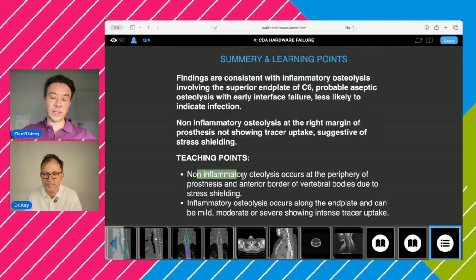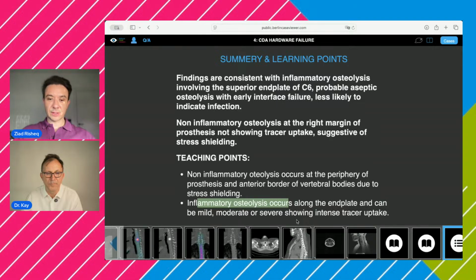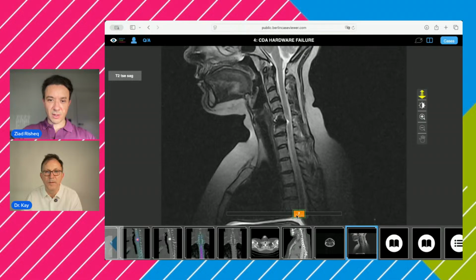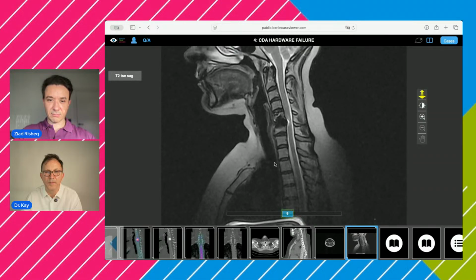Non-inflammatory osteolysis usually involves the periphery of the vertebral bodies, and this is normal due to stress shielding. It usually involves the anterior border or the margins, as we saw medially. Inflammatory osteolysis occurs along the endplate, and you need to see these CT or osseous changes that we saw. It can be mild, moderate, or severe, but this is always pathological. So this patient needs further evaluation, surgical evaluation, and this is the MR.